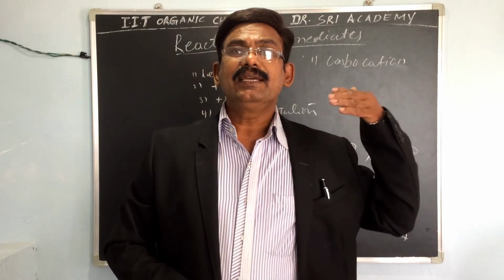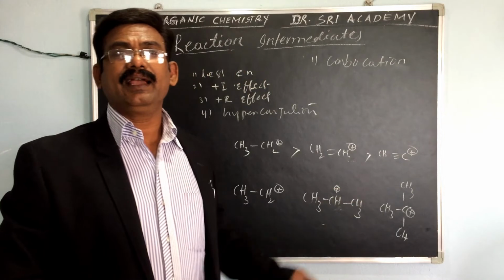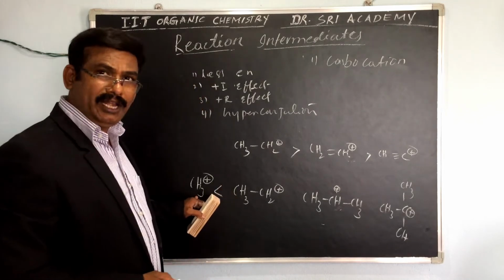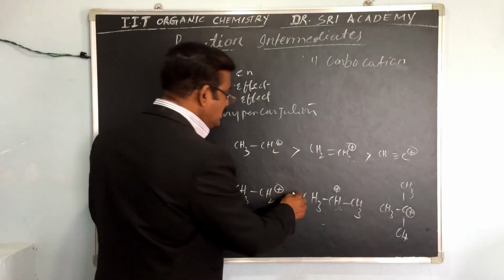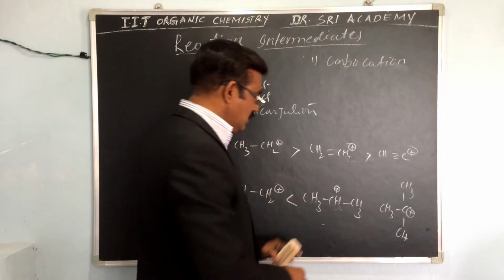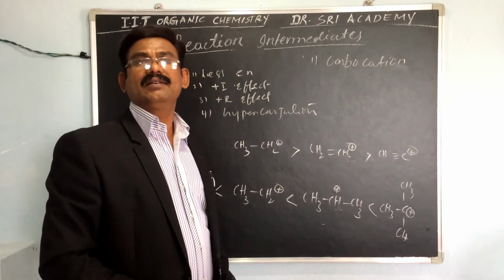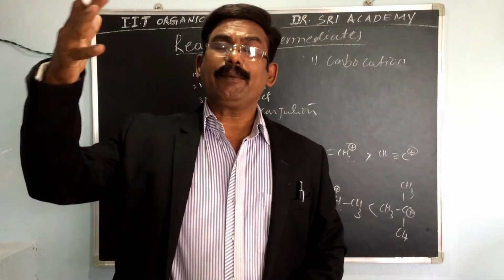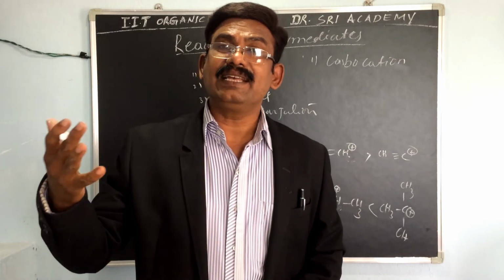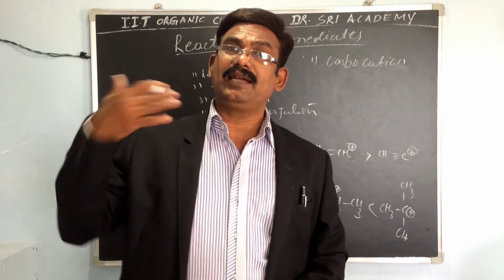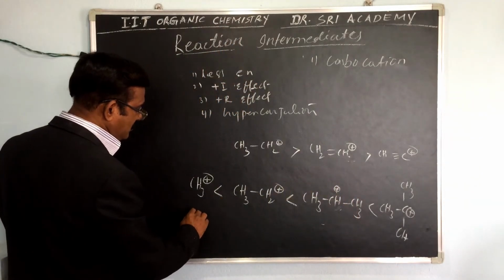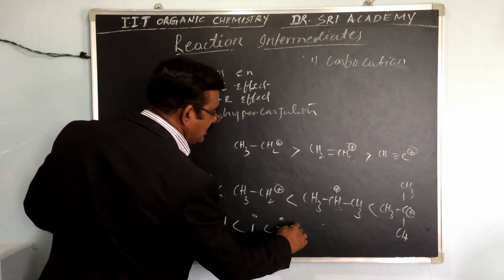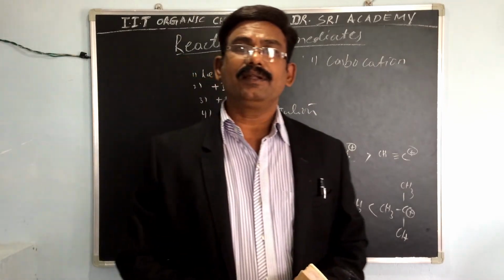The stability of carbocations increases with increasing plus I effect. Definitely this one has only a single methyl group, this one has one more, and here two, and this is the order. The stability of simple carbocations: methyl is less than primary, less than secondary, less than tertiary carbocations.